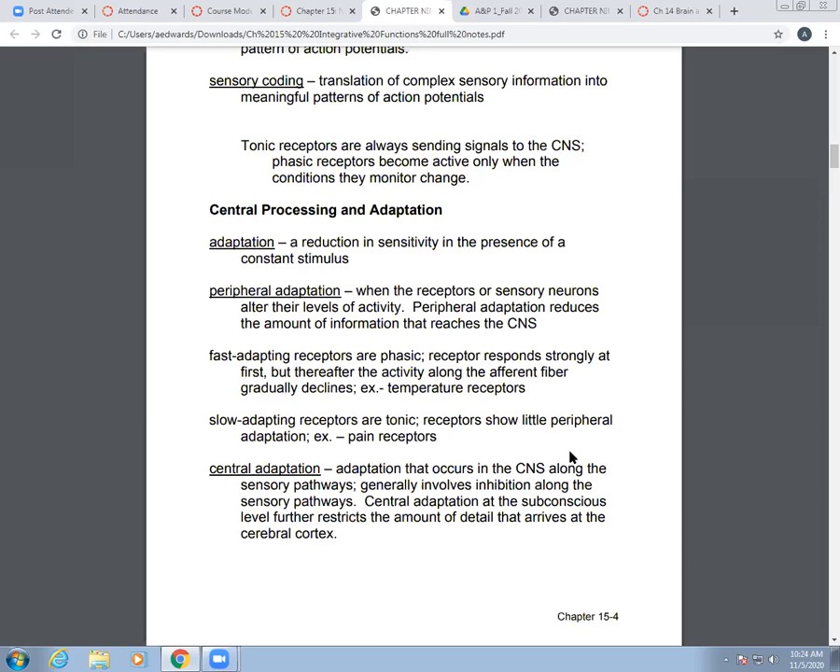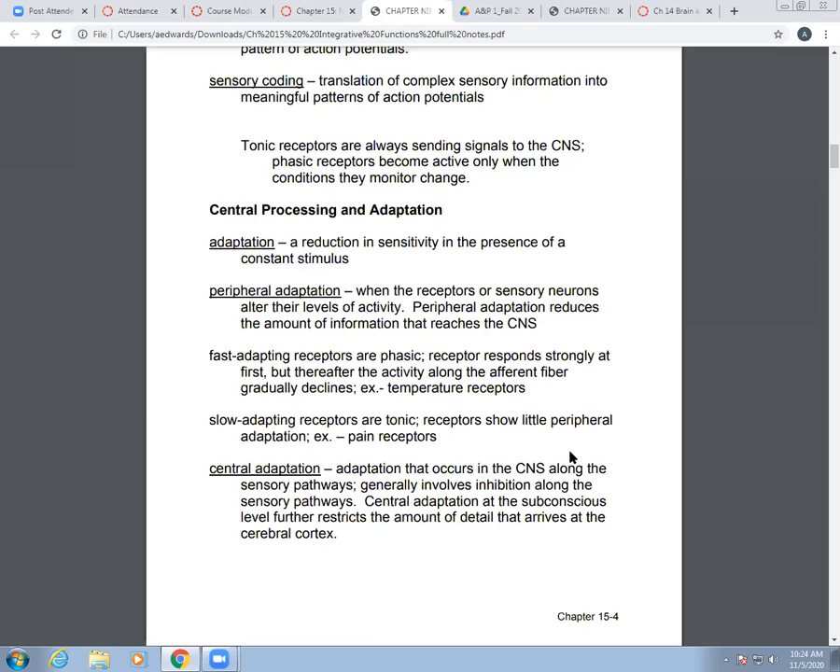So peripheral adaptation. When you get different receptors or sensory neurons altering their levels of activity, we call that peripheral adaptation. And it's going to reduce how much information gets to your brain, your spinal cord.